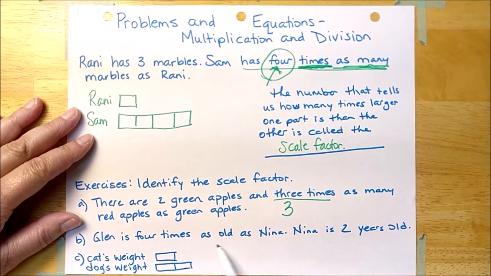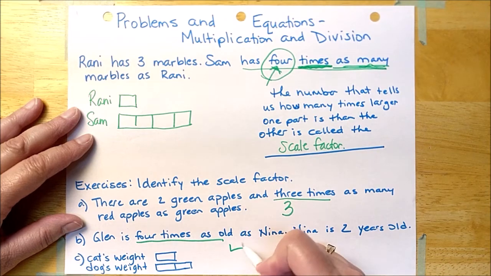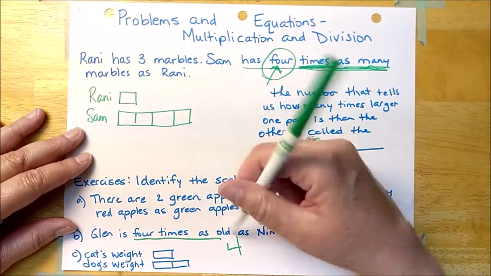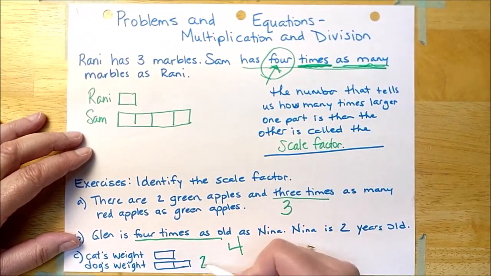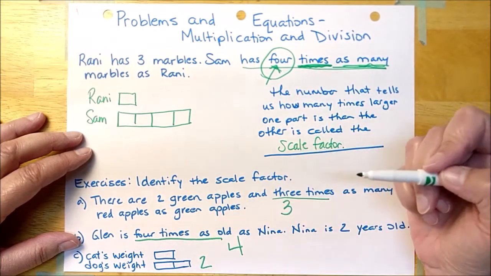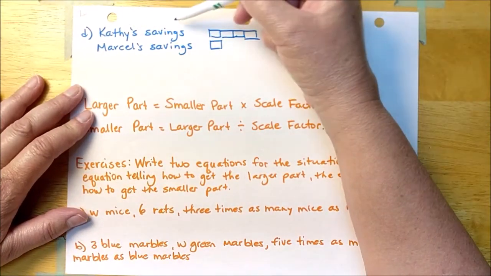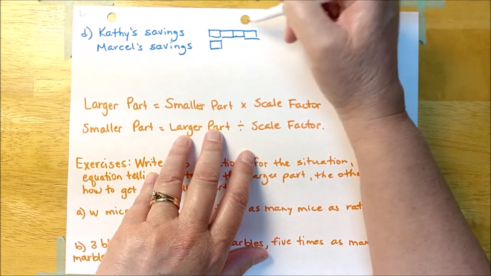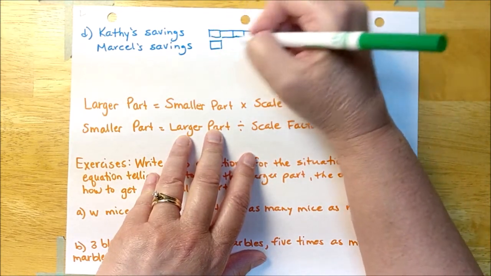Glenn is 4 times as old as Nina. Nina is 2 years old. 4 times. So our scale factor is 4. Here we look at it, and the dog's weight is 2 times as much as the cat's weight. 2 times as much. So I hope you were able to get those. And I have one more here. Kathy's savings and Marcel's savings. And the scale factor is 4 because this is 4 and that's 1. So it's 4 times as many.